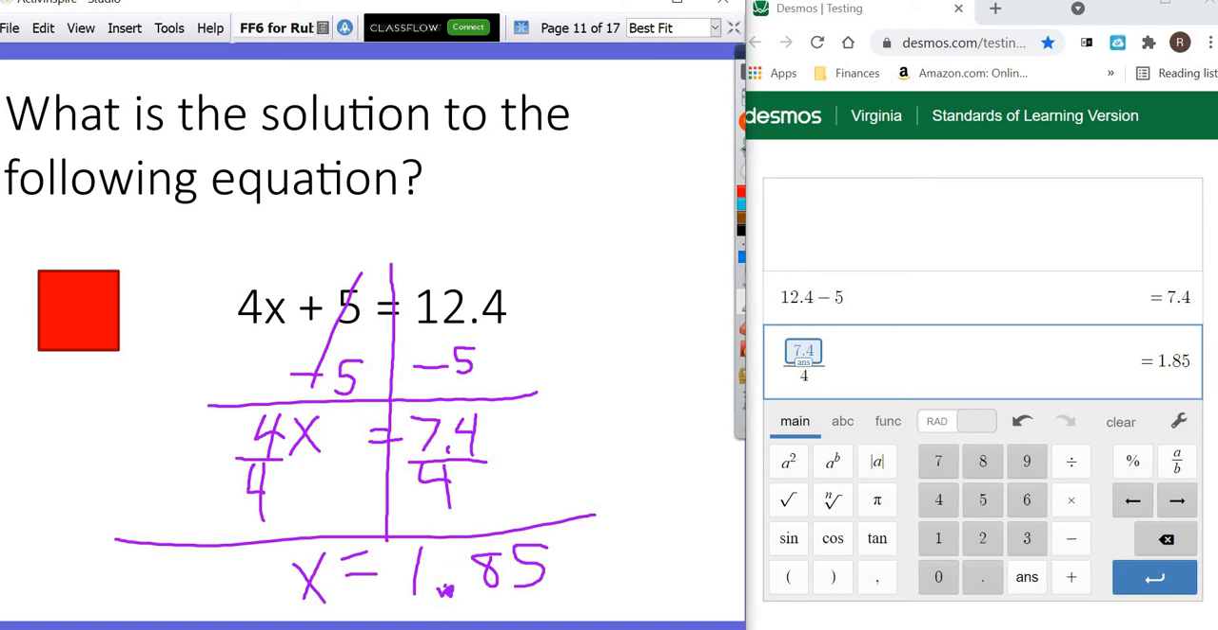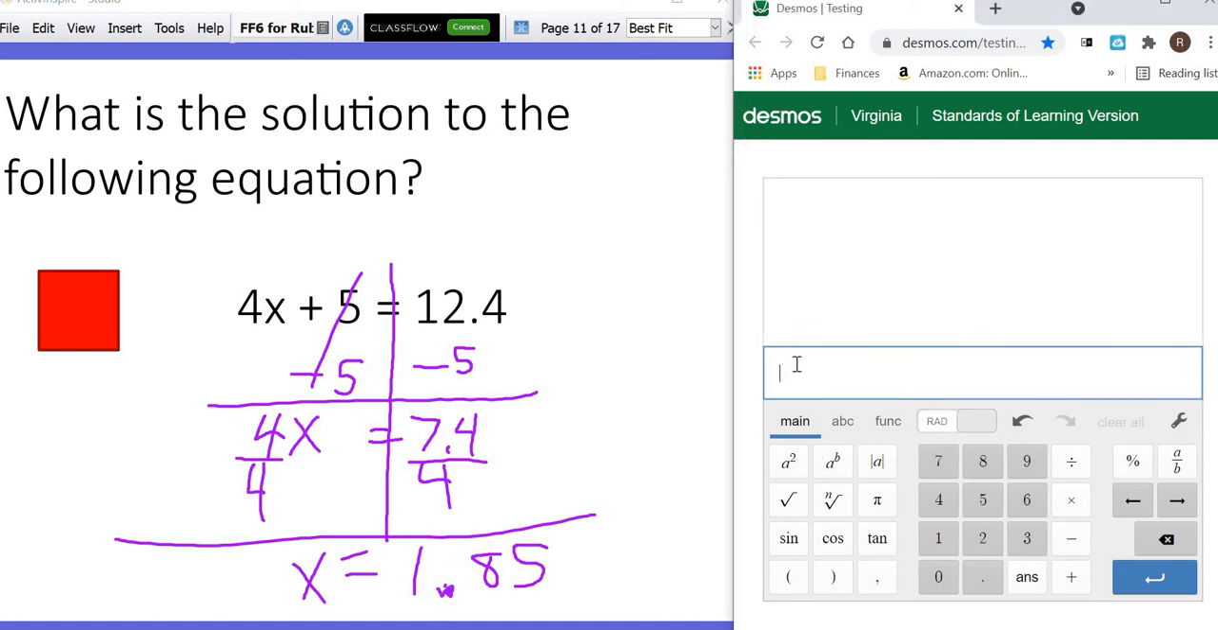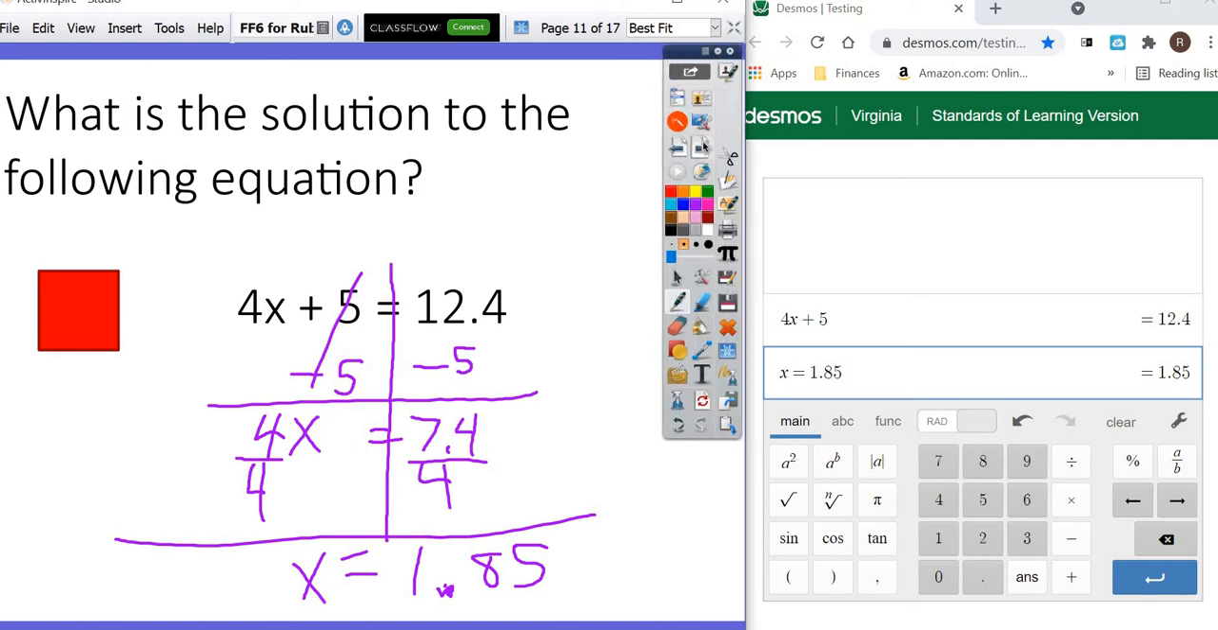1.85. Now, this is what I'm going to do, though. I'm going to make sure that I am correct. I'm going to start by typing in the side of the equation with the variable, 4x plus 5. I'm going to go to my next line, and type in the answer, x equals 1.85, and my answer is 12.4, which is right here. So that means that my answer is correct. So let's go ahead and go to the next slide and see if we can solve that one.